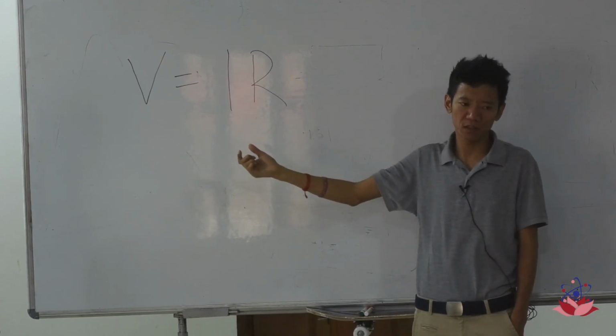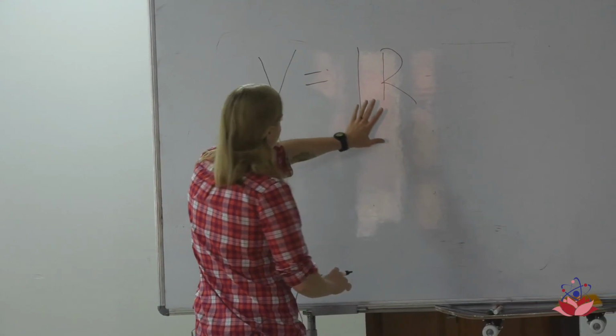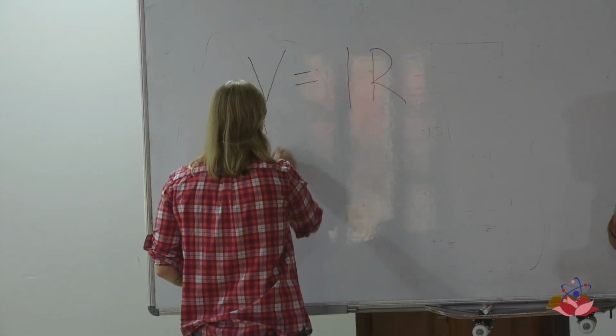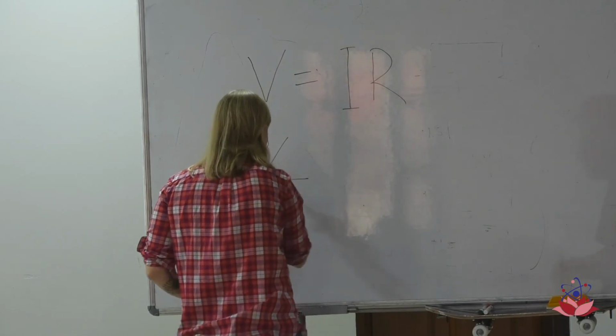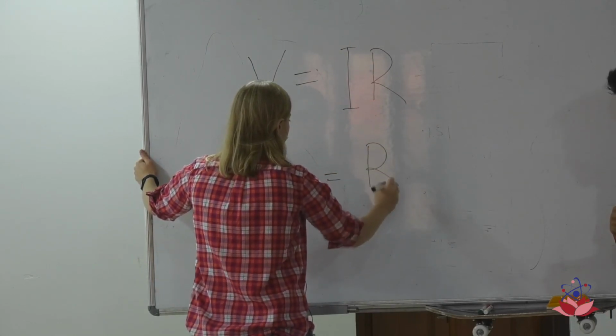So then I could say divide both sides of this equation by I. So then I have V over I. Oh, and sometimes, well okay, we can make this a little more clear that it's V equals I R.